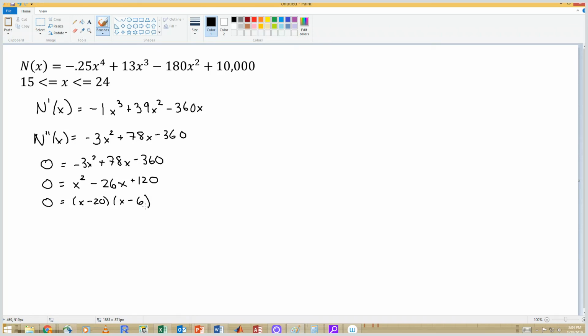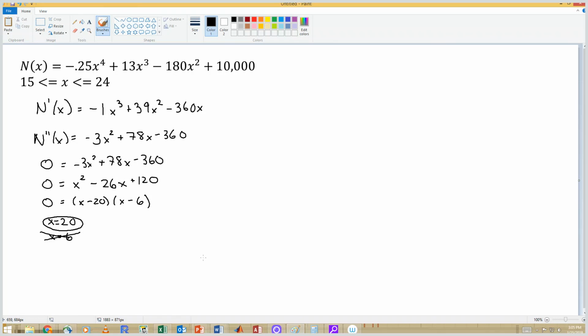So there are two places where the second derivative is 0, or two inflection points, or two possible points where there is a point of diminishing returns. They would be x equals 20 and x equals 6. But the domain of our function is defined between 15 and 24, which means x equals 6 is not in our domain. So we are only interested in x equals 20.